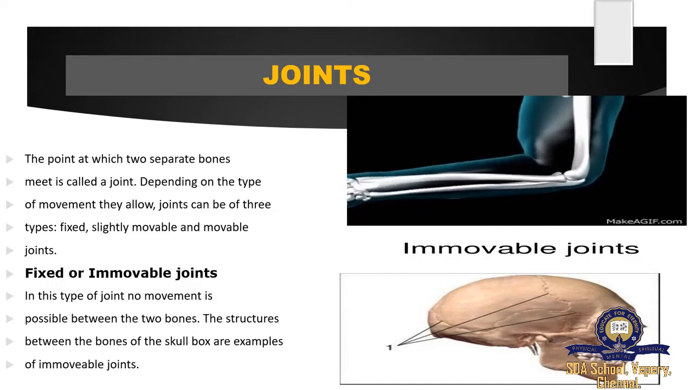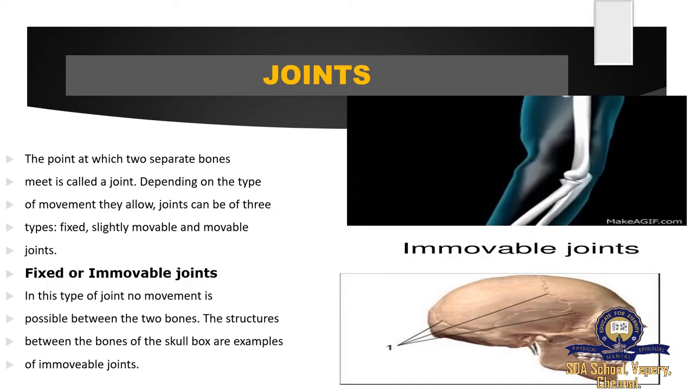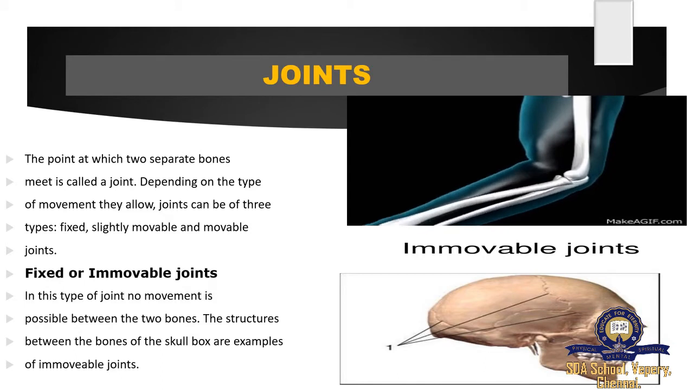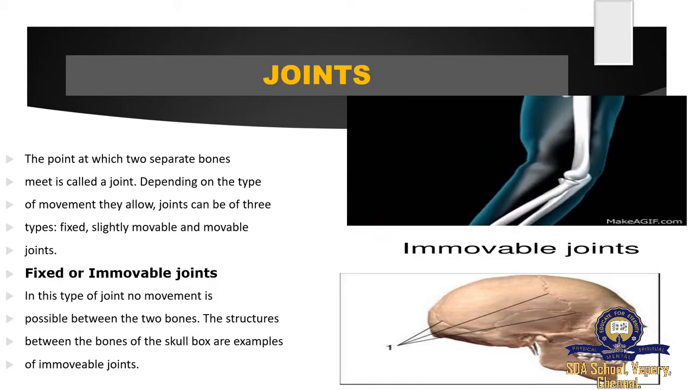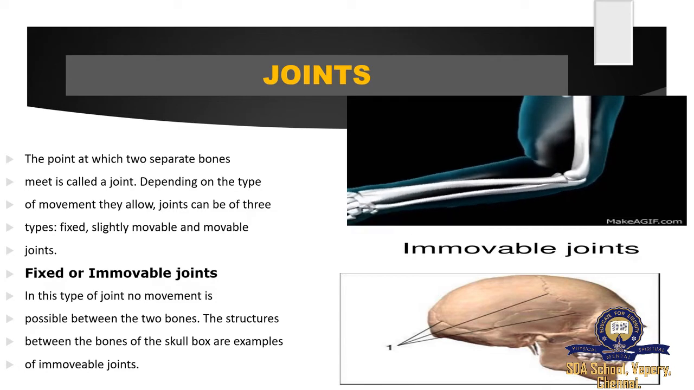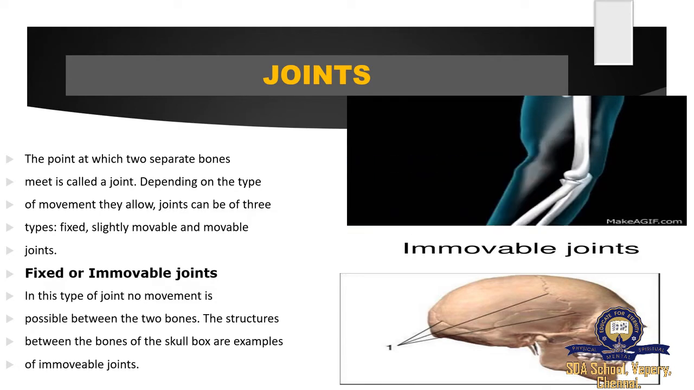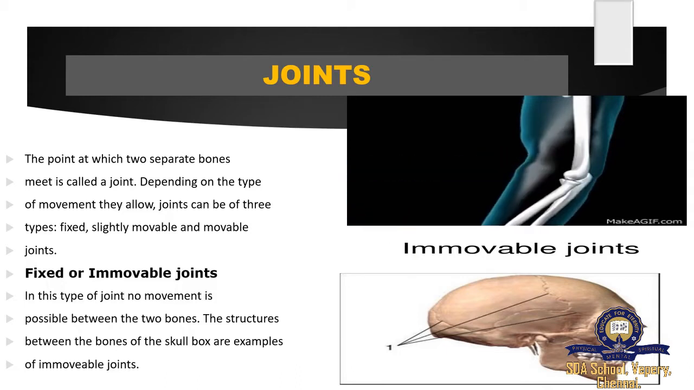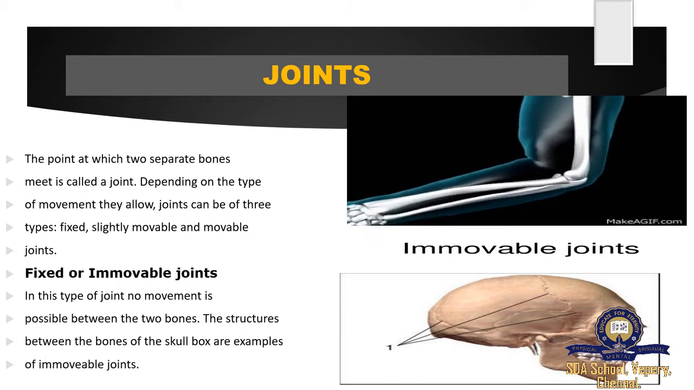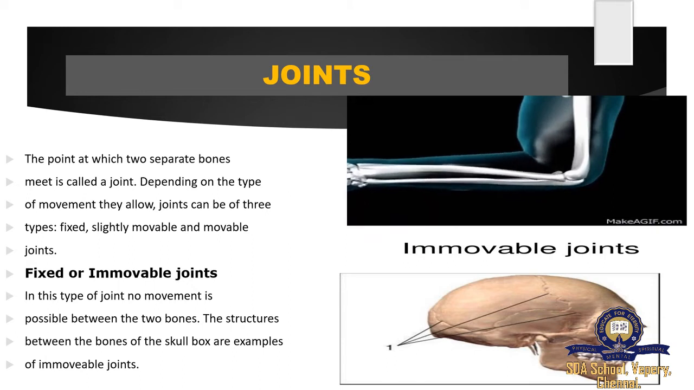Where we have a skull, in that we have joints. In that, no, we cannot move. In this type of joint, no movement is possible between the two bones. So when the two bones are joined, it cannot be moved. The structure between the bones of the skull box is an example of an immovable joint. So in this we have 8 immovable joints.